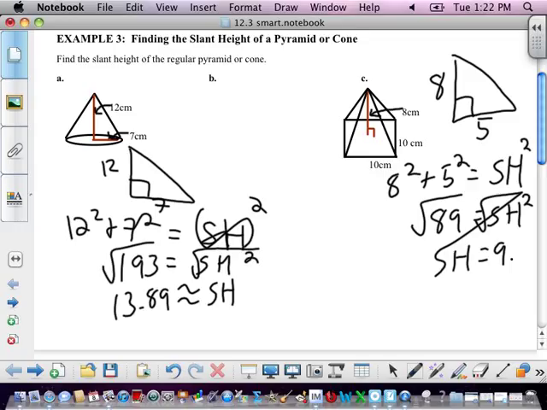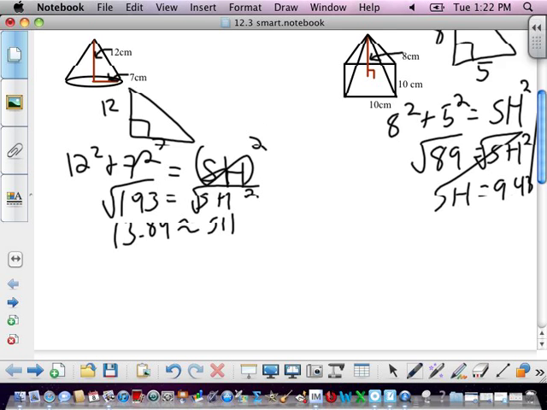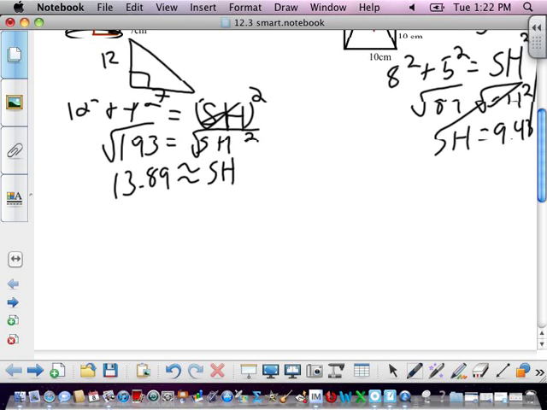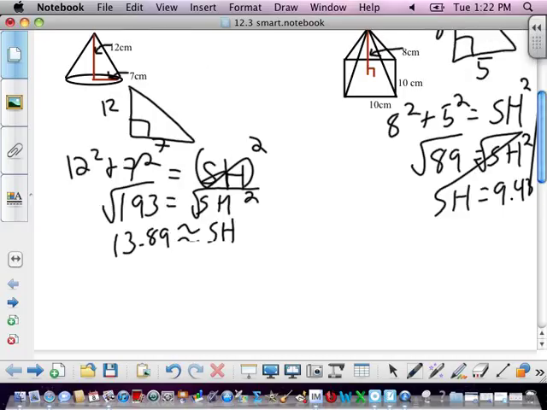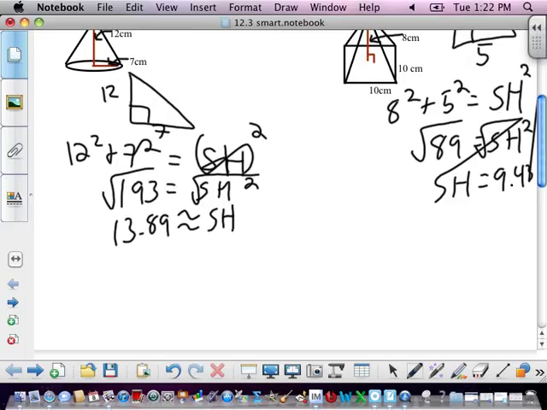9.43. Okay. It looks like on the back I don't have a cone, so let's go back to A, and we'll find the area of this cone. Okay, we know what the slant height is, it's 13.89. We know the radius is 7, and the height is 12. So let's look at the formula for cones. We know the surface area is pi r squared plus pi r slant height.